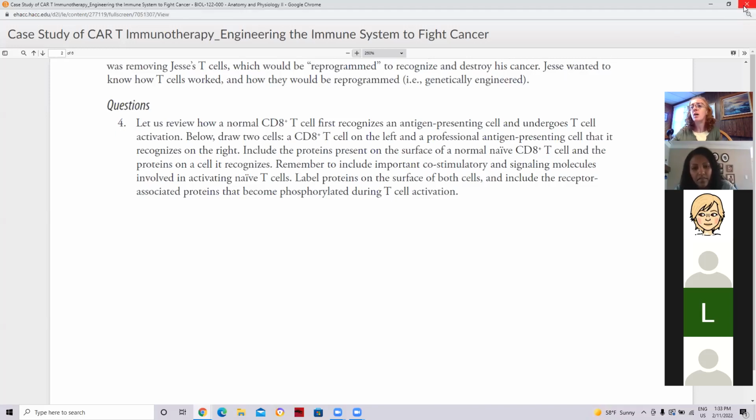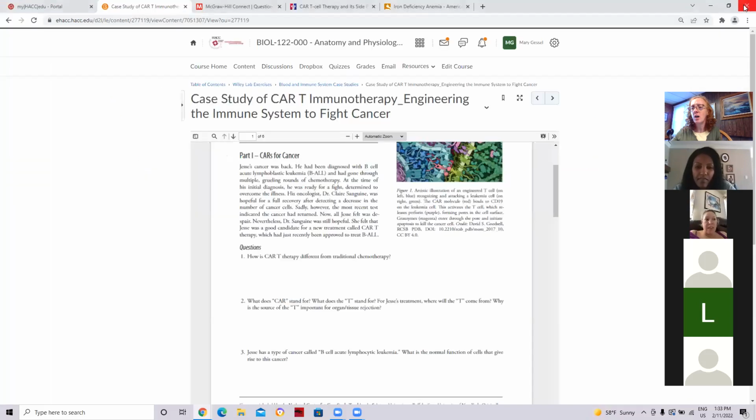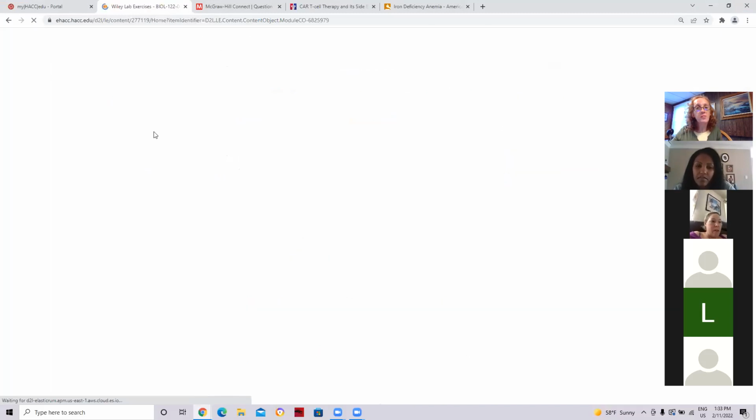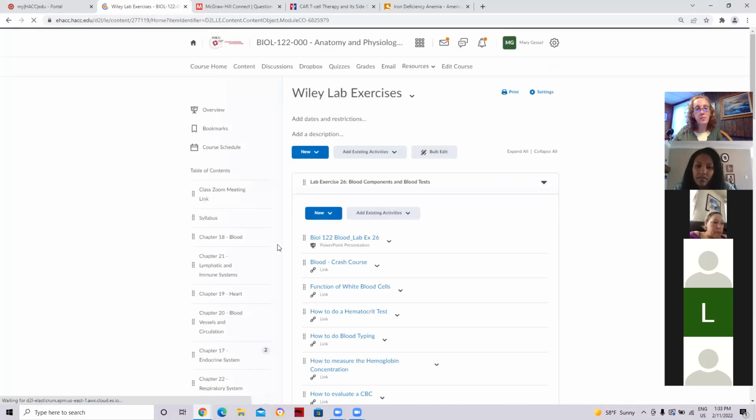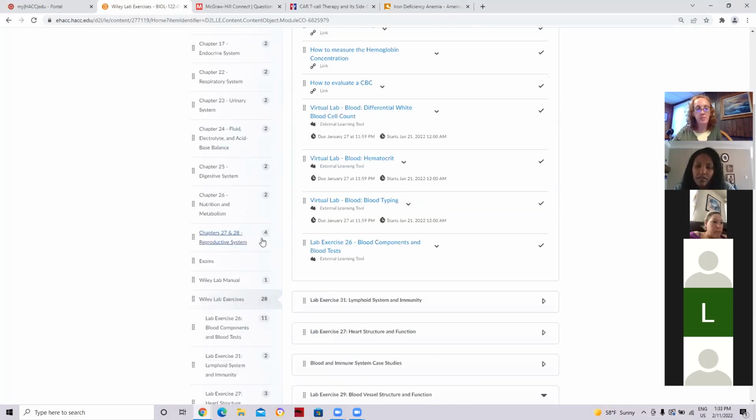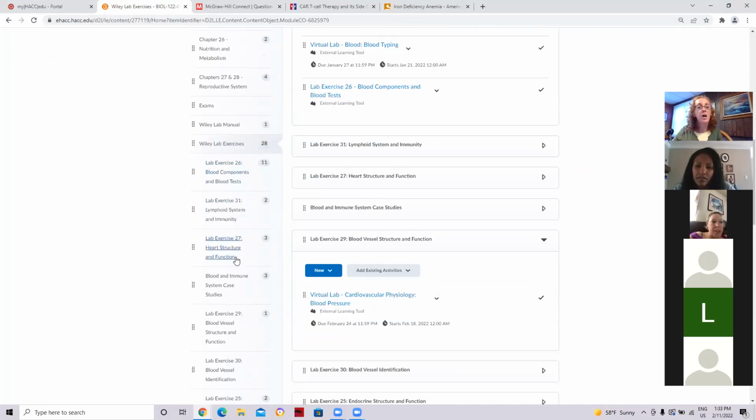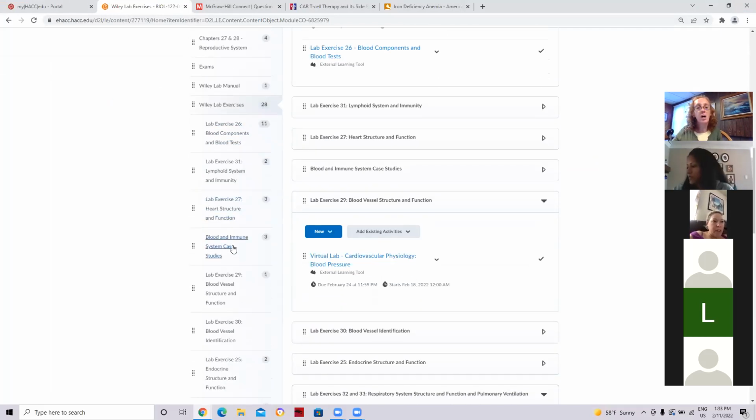So they're actually not under the case study. You have to go to the Wiley lab exercise. I kept thinking where to put them, and I put them under lab because we're doing them in lab. Yeah, it's under blood and immune system case studies, but you have to click under the Wiley lab exercise and scroll down a few blocks. Do you see it, Toyin? Toyin, do you see it? No, I'm still trying to get it. Well, can you see it on my screen?